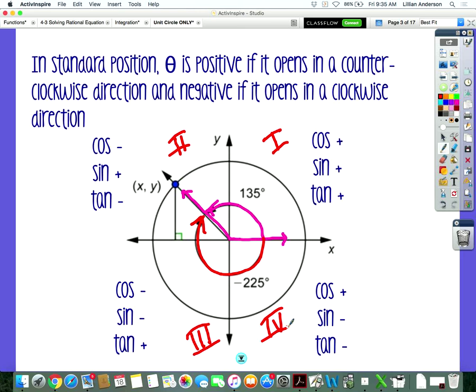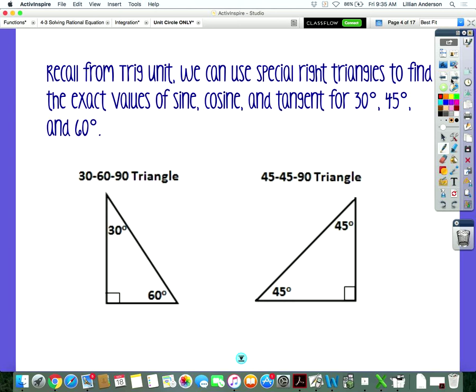Questions on that? Remember, cosine is your x coordinate, sine is your y coordinate. Triangles look familiar? Yeah, special right triangles. You can use special right triangles to find exact values of sine, cosine, and tangent of 30, 45, and 60 degrees. You guys remember how the labeling was?